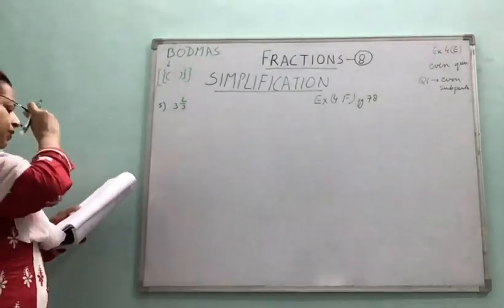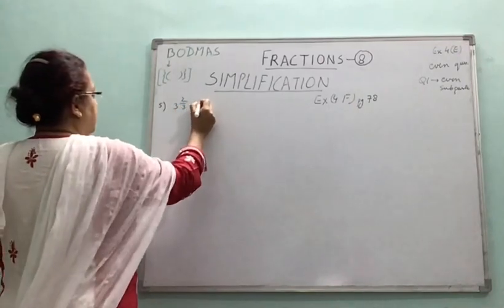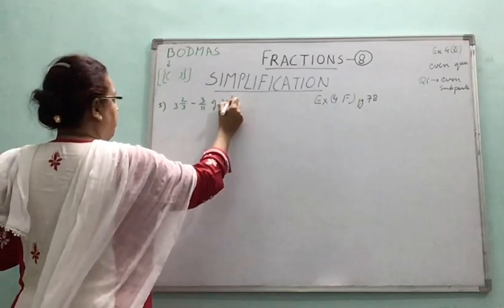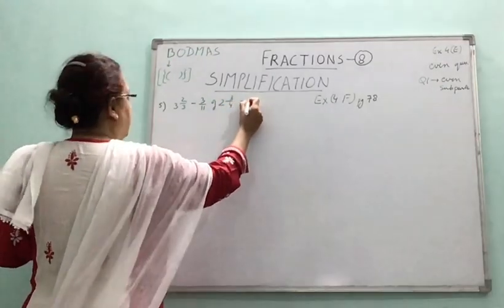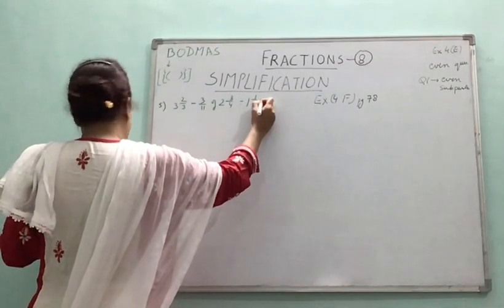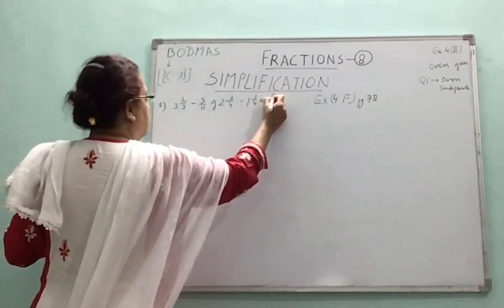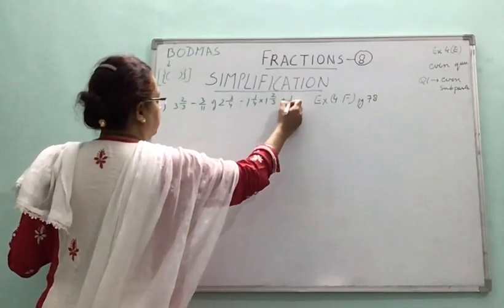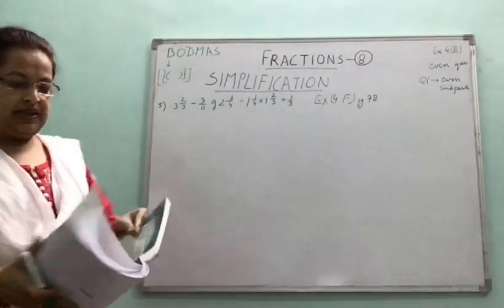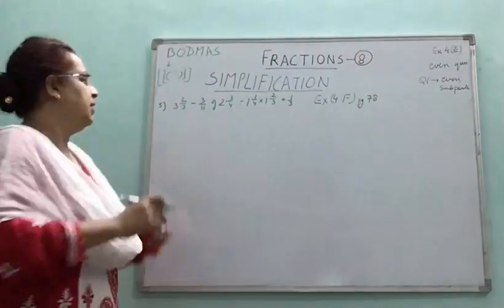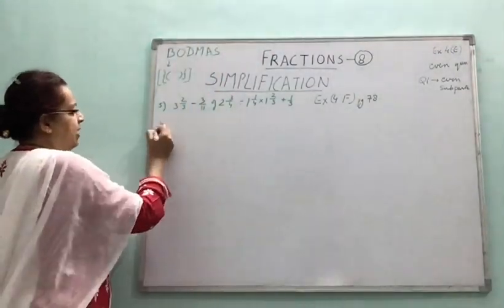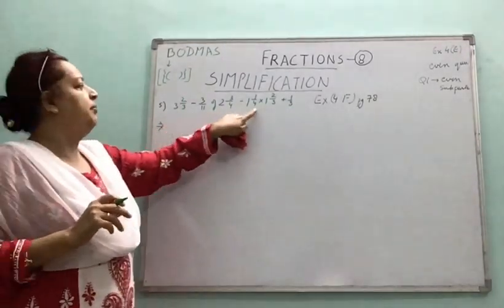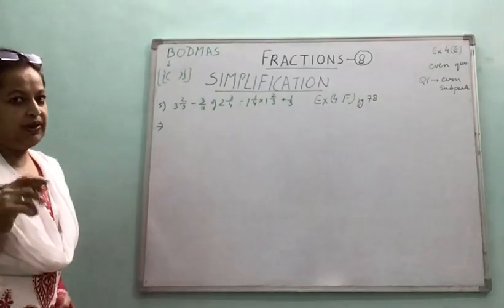So it is 3 whole 2 by 3 minus 3 by 11 of 2 whole 3 by 4 divided by 1 whole 1 by 4 into 1 whole 2 by 3 plus 1 by 3. Right? This is the question. Now let's continue. For steps, always make this simple. In the simplification, the first step is to convert all the mixed fractions into improper fractions carefully.